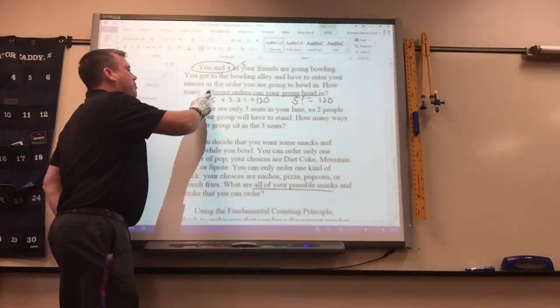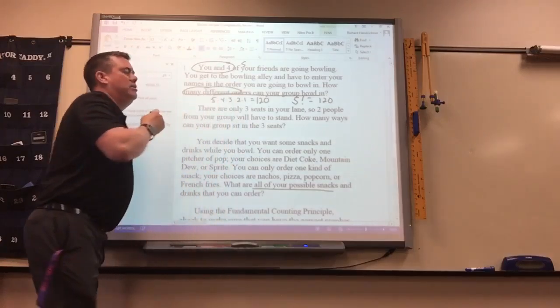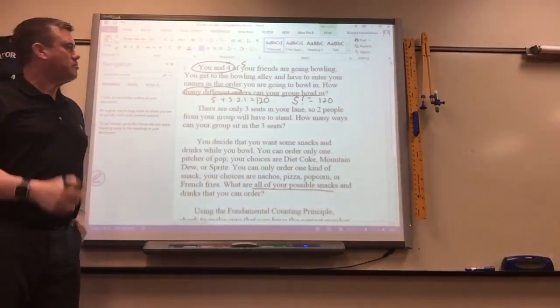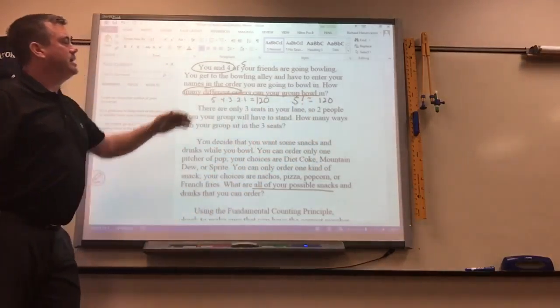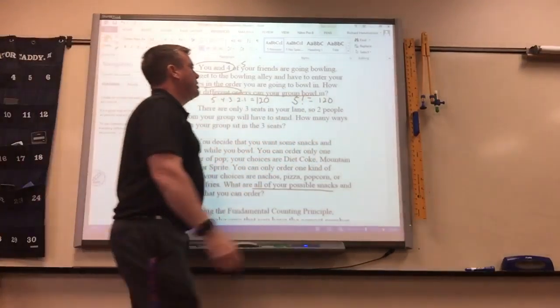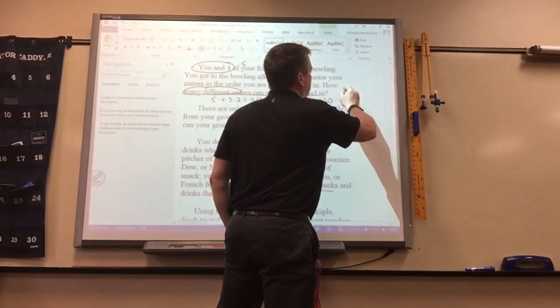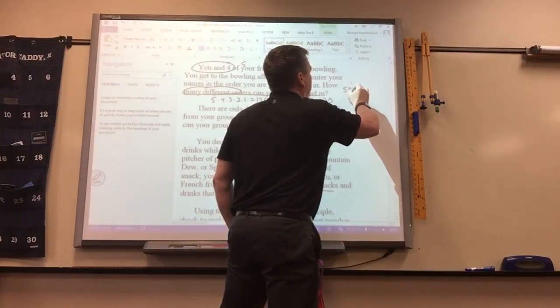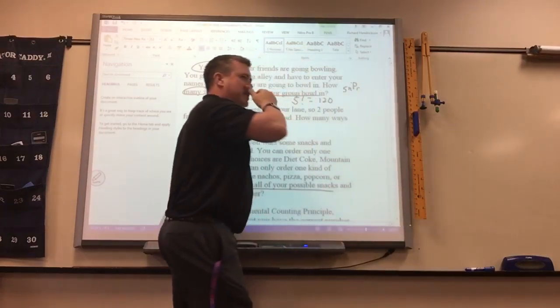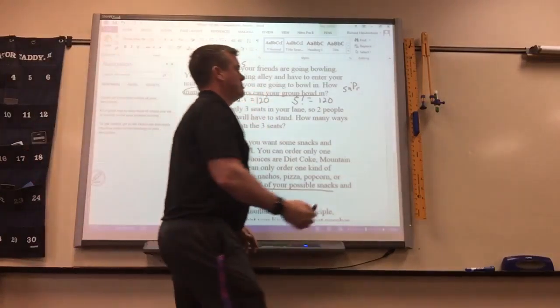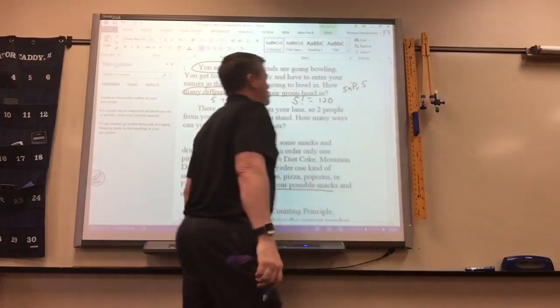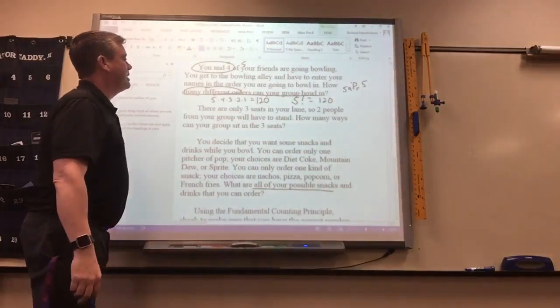So when it asks how many different orders, you don't need to list them all. They're just wondering how many there are. So you gotta show how you did it. Now there's a third way you could do it. You could have used the permutation, 5, and then hit the NPR key, and then what number would you put in there? 5, because there's 5 spots. So those would be the 3 ways you could do it.